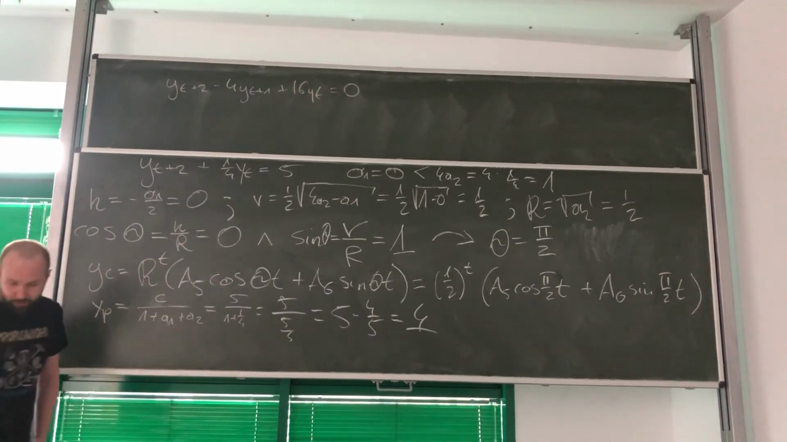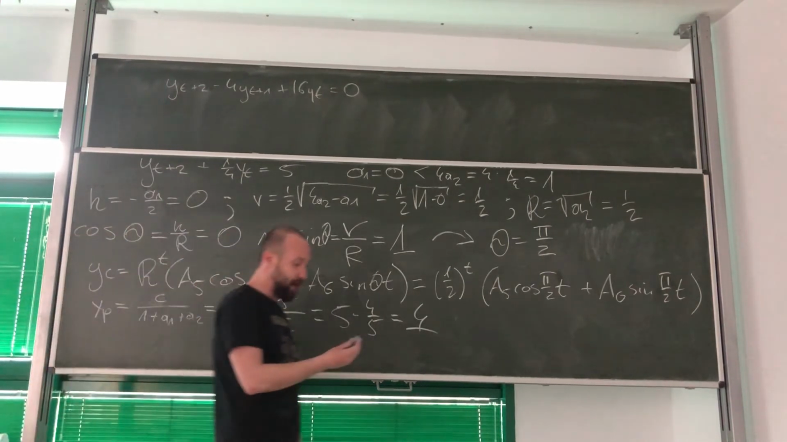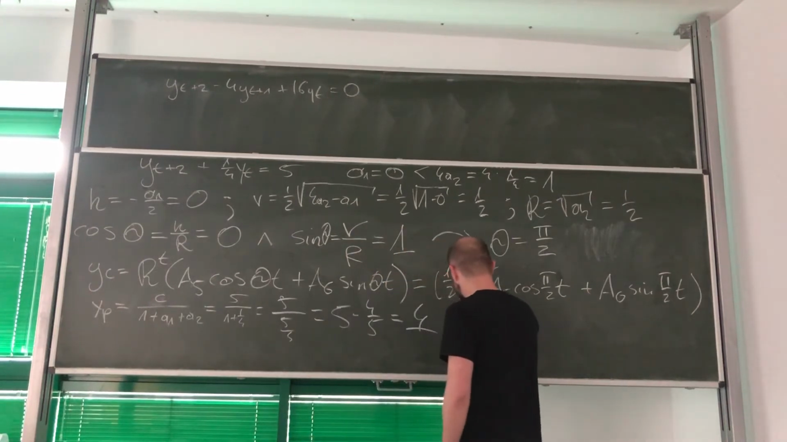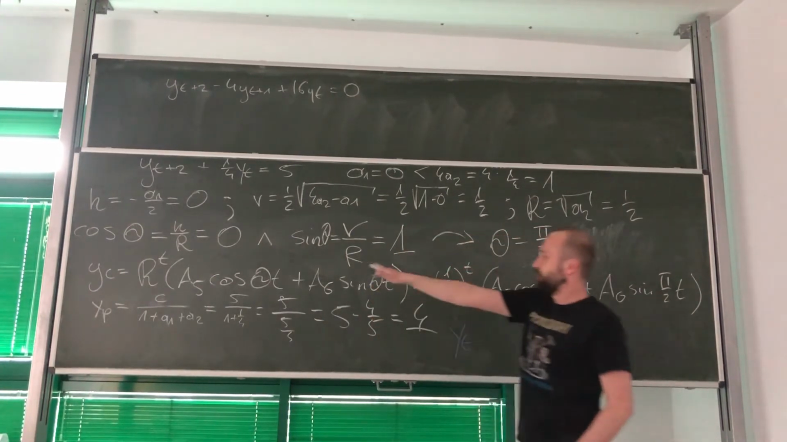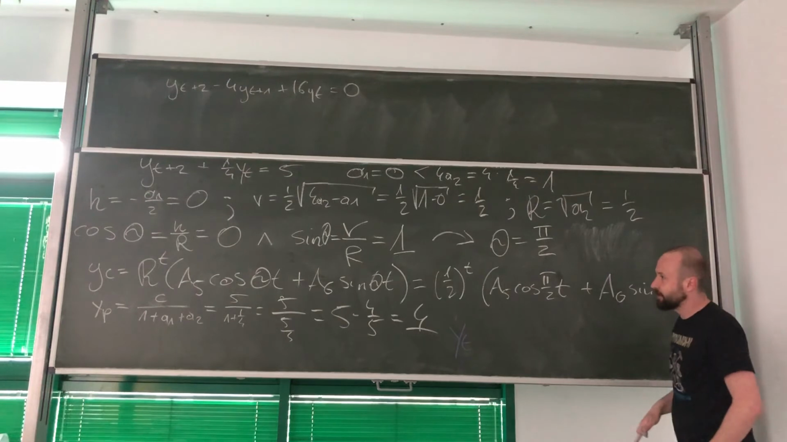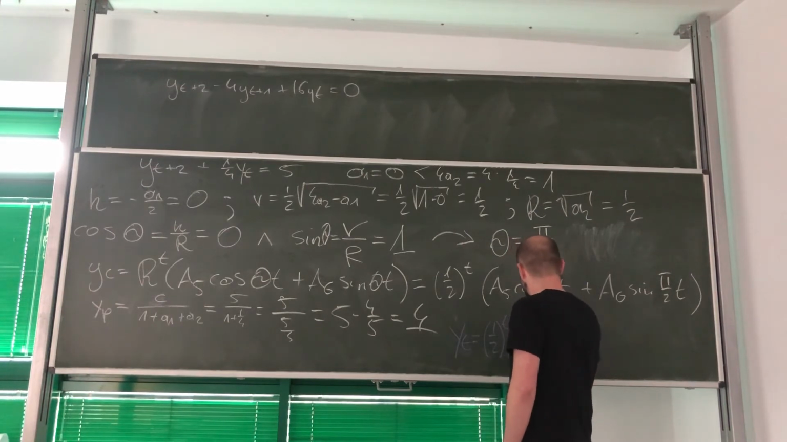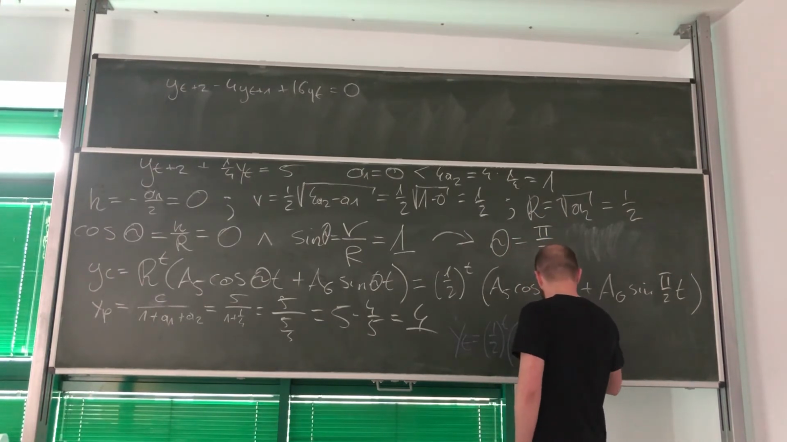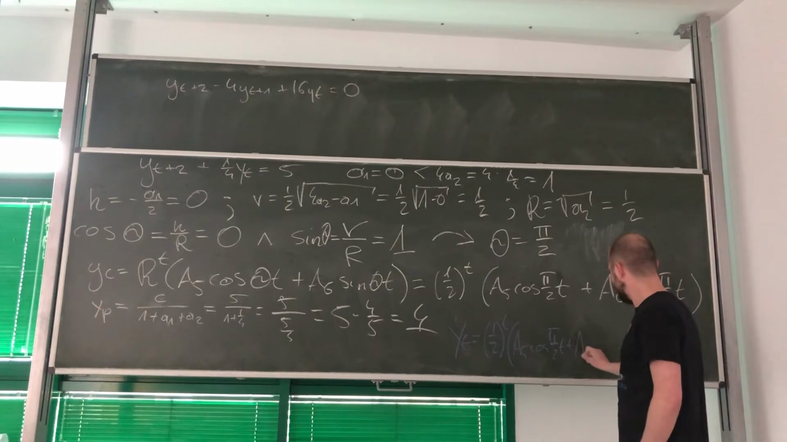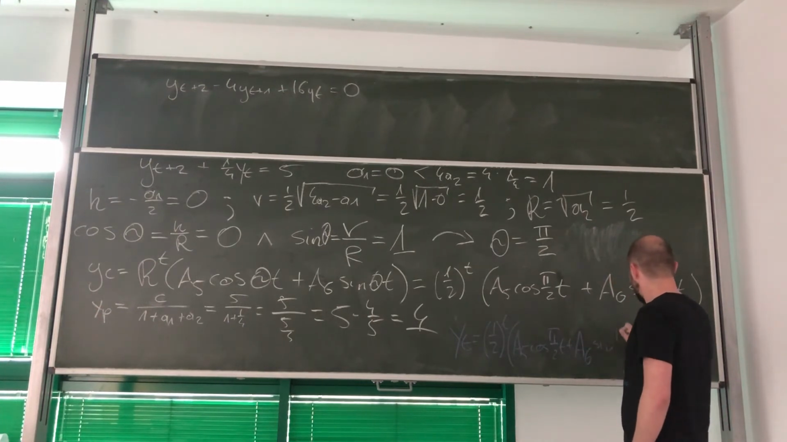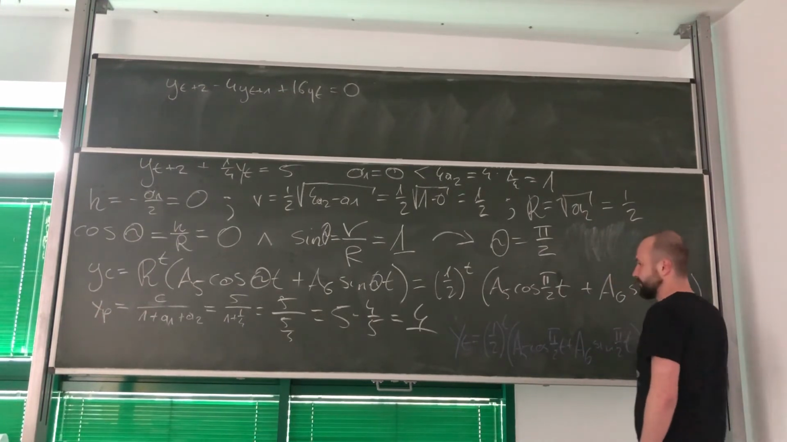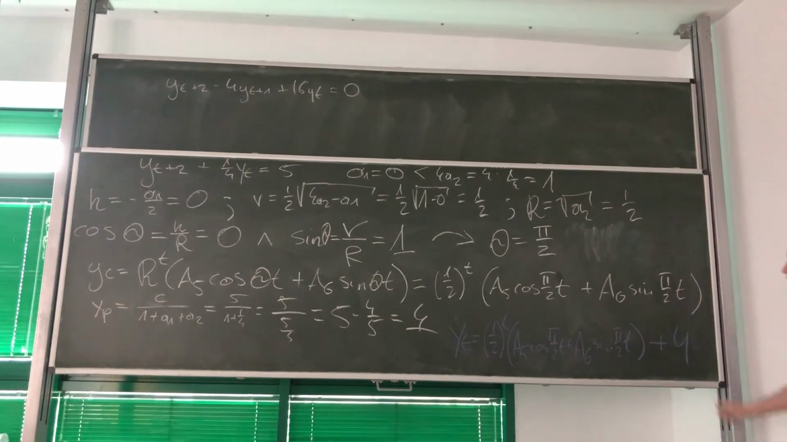So the final solution, so the time path of y, in this case, is of course given as a sum of complementary function and particular solution, so this is 1 over 2 to the t, a5 cosine pi over 2t plus a6 sine pi over 2t, plus 4.